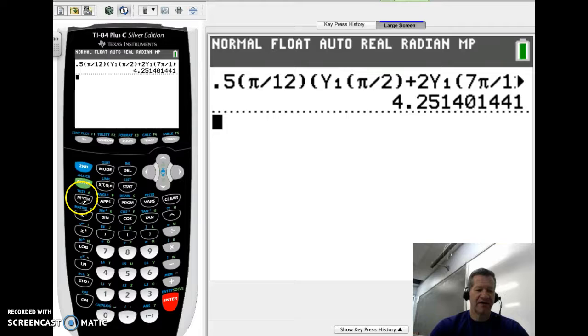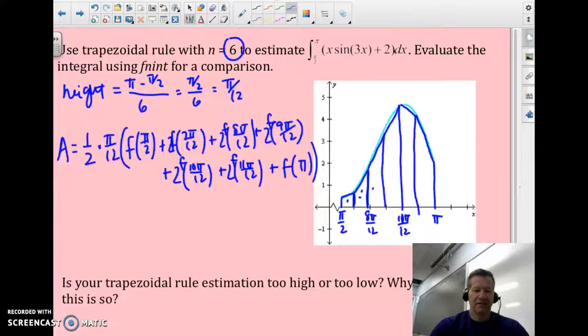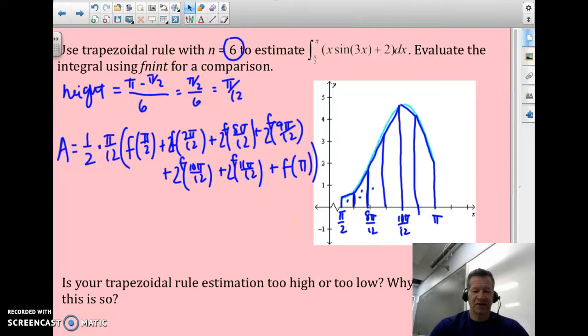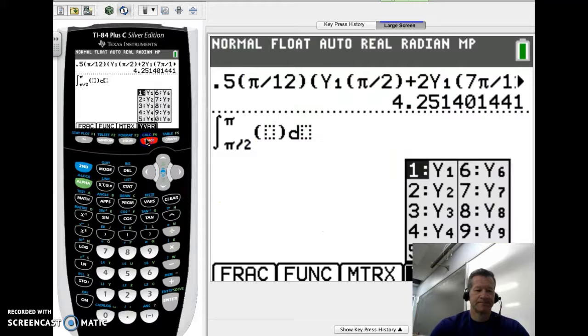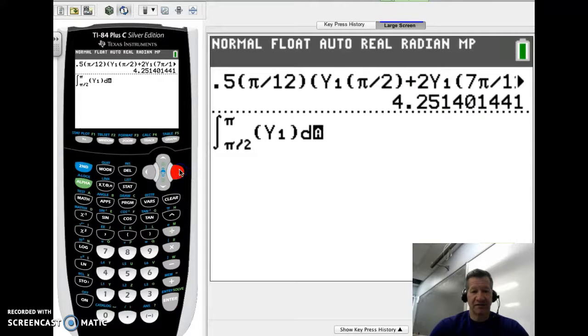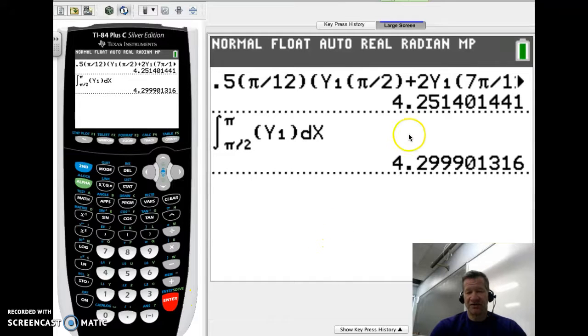So now let's do a math 9 on this. Math 9 from pi over 2 to pi of, and now I forgot, what was it here? It was x sine 3x plus 2. Oh, it's y1, dummy. So all I have to do is type in y1. I could have typed in x sine 3x plus 2, but what would have been the sense of that? Okay, so 4.29. So you can tell, pretty good chance I did everything correctly because I am very close to it. So there you go. It was actually very accurate.